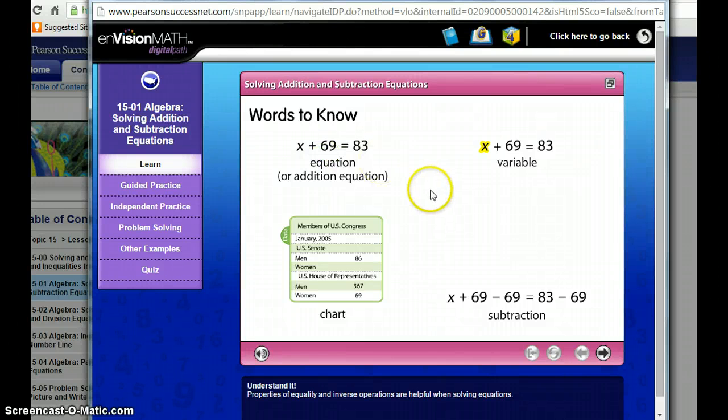Equation. Or you could call this an addition equation because it has an addition. Variable. Variable is always a letter that takes the place of a number. Subtraction. Chart.